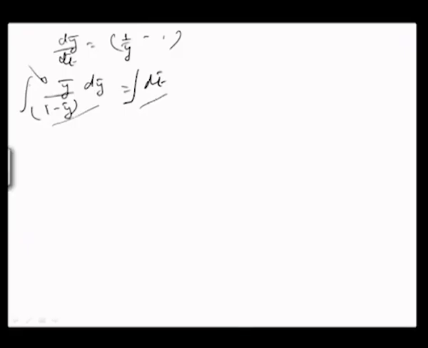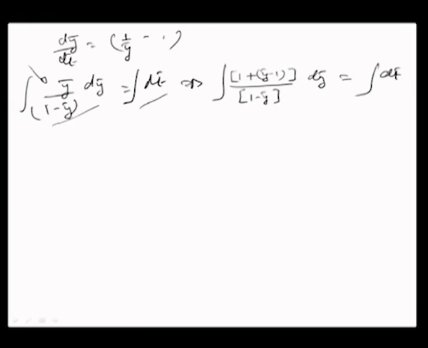In fact, the left side could be solved by considering a little bit of partial fractions. This whole thing can be represented as 1 plus y dash minus 1, divided by 1 minus y dash, times dy dash, and that is equal to the integral of dt dash. And further you can just split this up into two integrals.